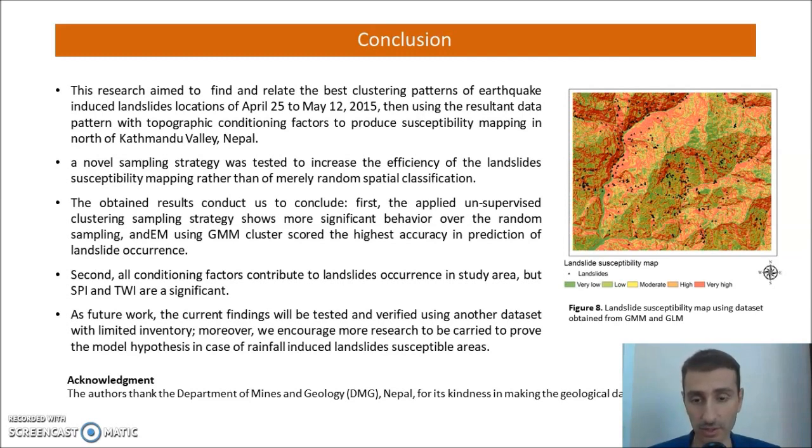So for future work, we propose to use the current findings, verifying them with different clustering methods. Okay, there is the K-medians. There are too many cluster methods out there that need to be tested to see which can enhance the current findings, and also to prove the hypothesis of using the clusters of the incidents instead of using the random pattern distribution.